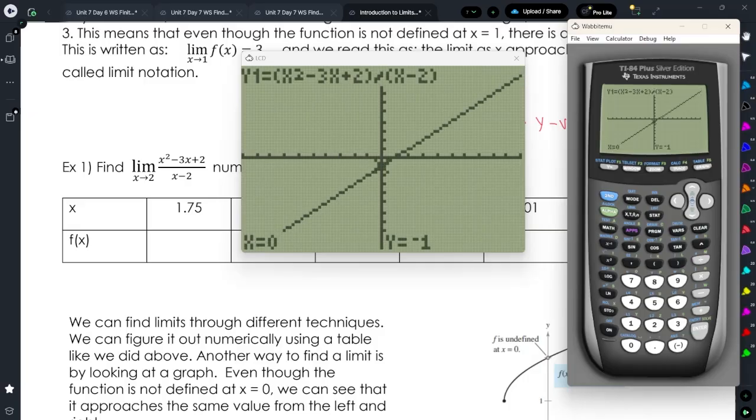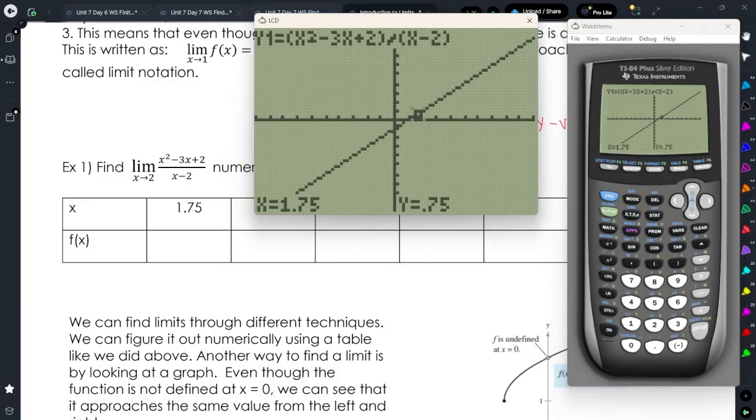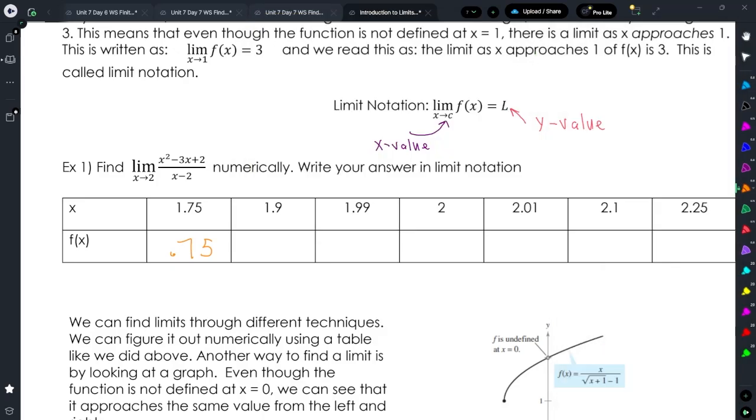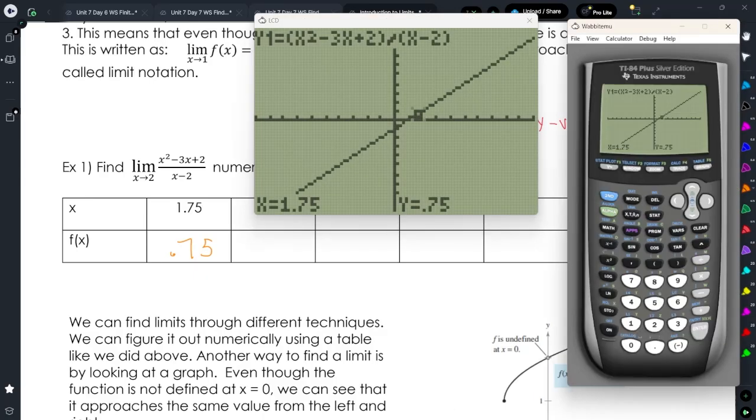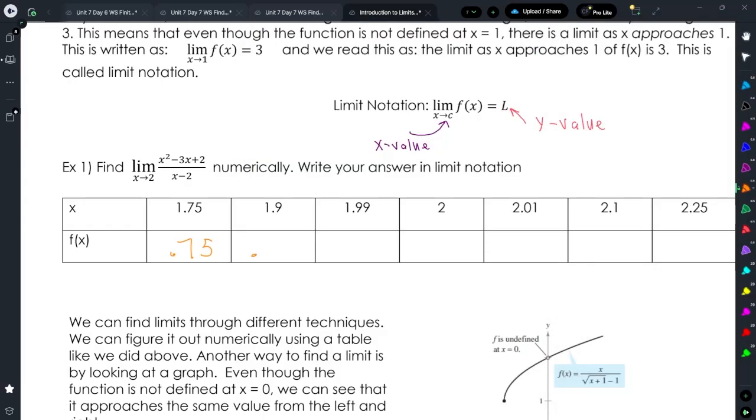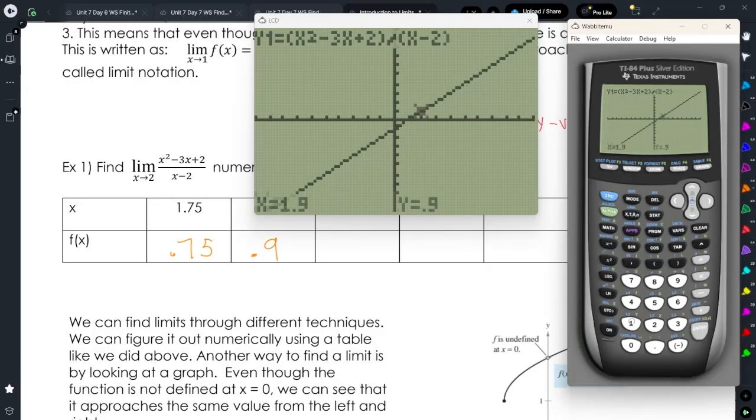And remember, when we press trace, we can type in x values. So I'm going to type in 1.75, and we get 0.75. Then we're going to type in 1.9, and we get 0.9. Then we'll type in 1.99, and we get 0.99.